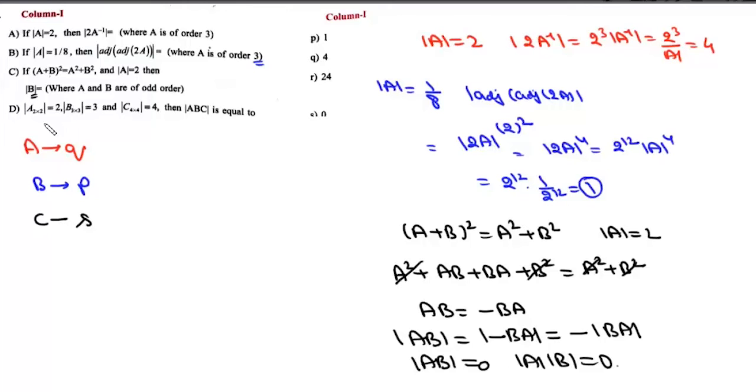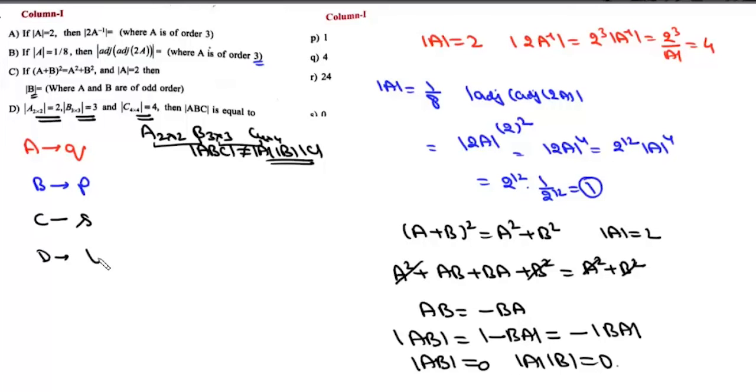And then we have determinant of A as 2, determinant of B as 3, and determinant of C as 4. We need to find determinant of ABC. Now we cannot write this as determinant of A into determinant of B into determinant of C. Why? Because this product itself is not feasible. If A is 2 cross 2 and B is 3 cross 3, we cannot multiply A with B in the same way. C is 4 cross 4, so this multiplication is not allowed. So this D is option T, which is does not exist. So this determinant of ABC will not exist.